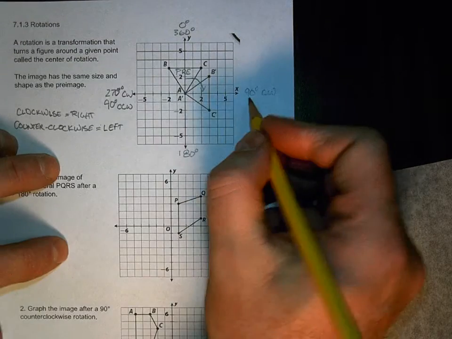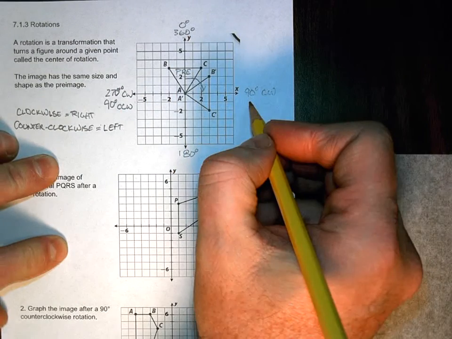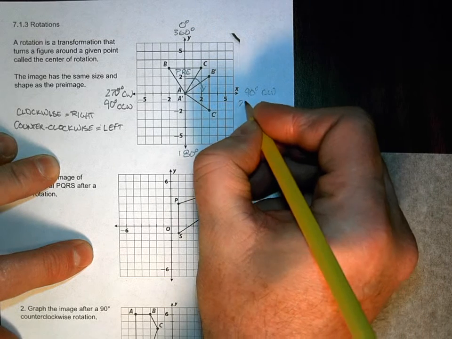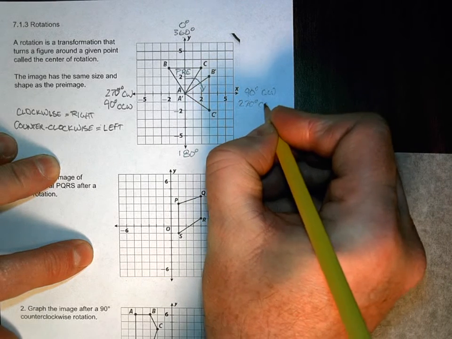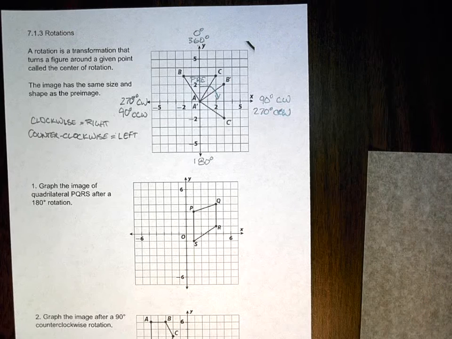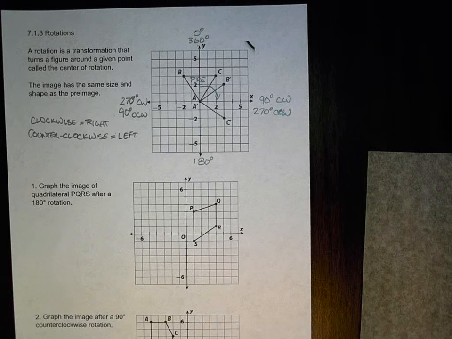How about way over here if I'm going counterclockwise? How far have I gone? 270 degrees. So 360 and 180 stay the same? Yep. We have to label all this, and we'll talk about how to do it.